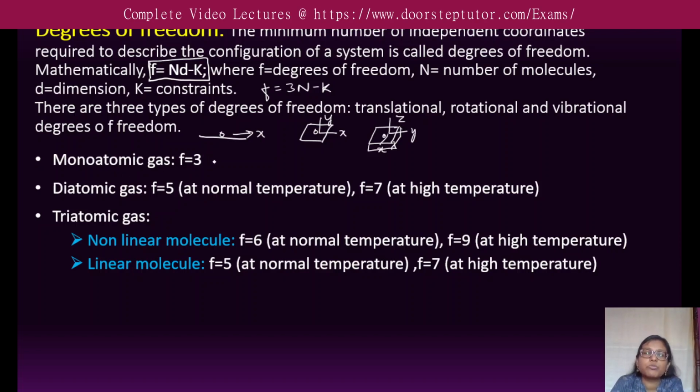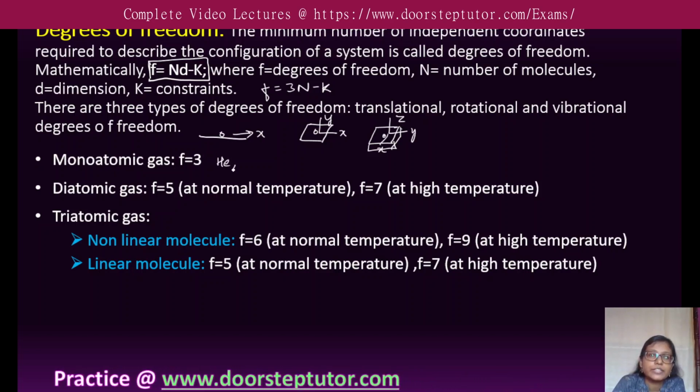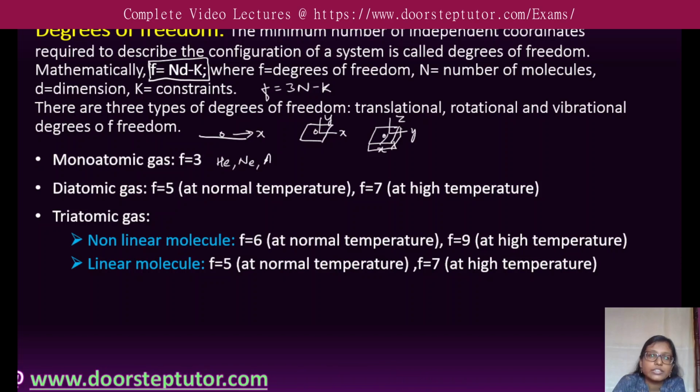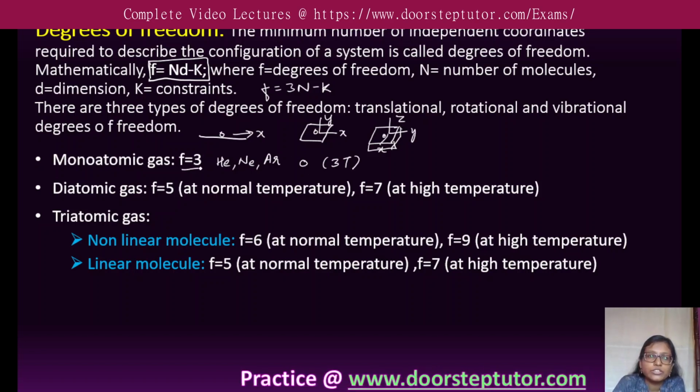The gases in which the molecules are composed of single atoms are known as monoatomic gases. For example, you can consider helium gas, neon gas, argon gas, and so on. So these gas molecules can move along all the three coordinates, so they will have three translational degrees of freedom, and they cannot rotate or vibrate. So total degrees of freedom will be 3.